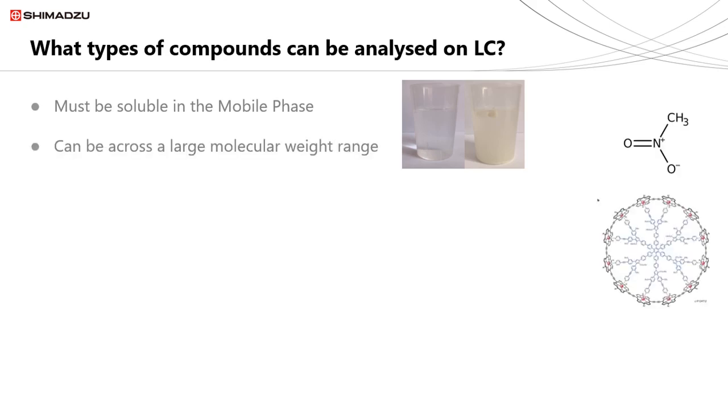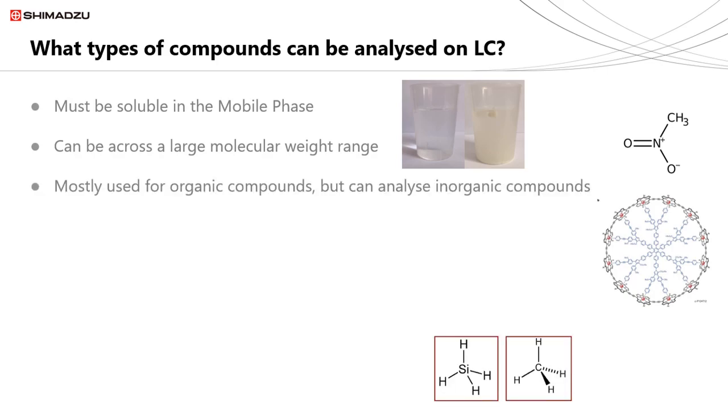We can analyse a wide range of molecular weights, from very small to large biomolecules. While most liquid chromatography is done on organic compounds, it is possible to look at inorganic compounds using the right conditions. The compounds must have some interaction with the stationary phase. This will create the separation. With no interaction, this will lead to no separation, all based on the type of separation we are trying to achieve.